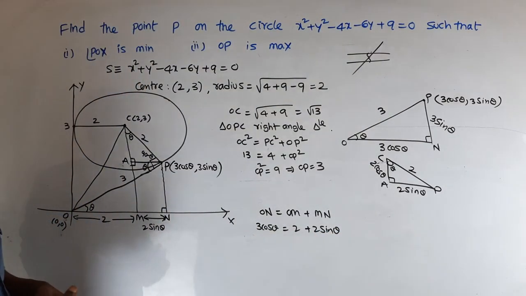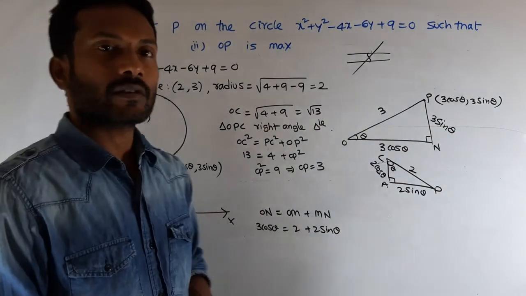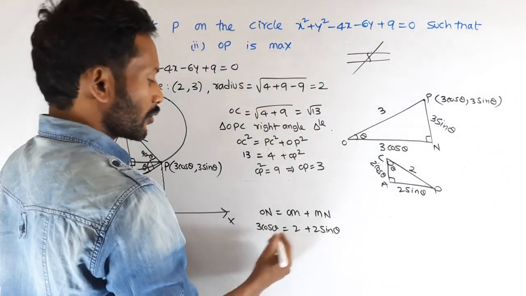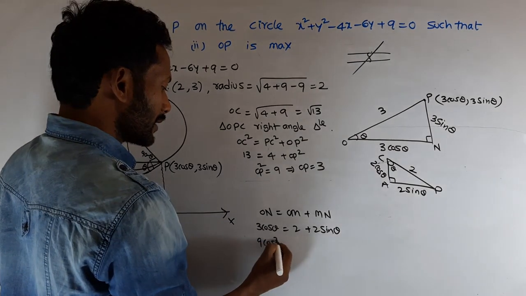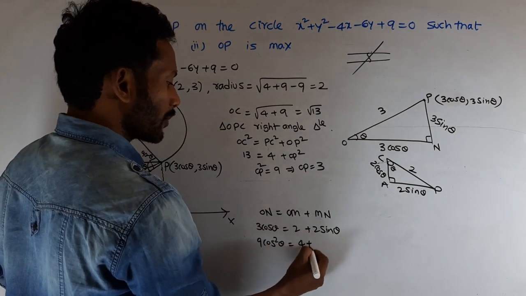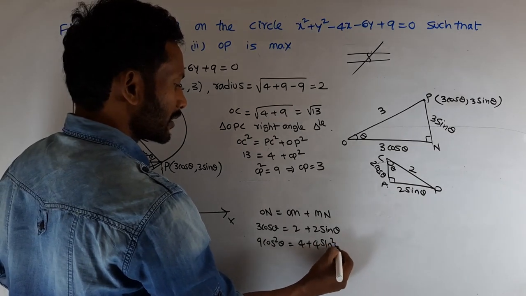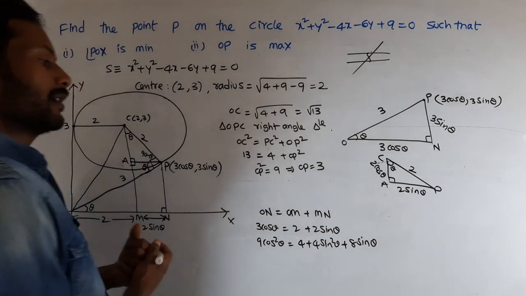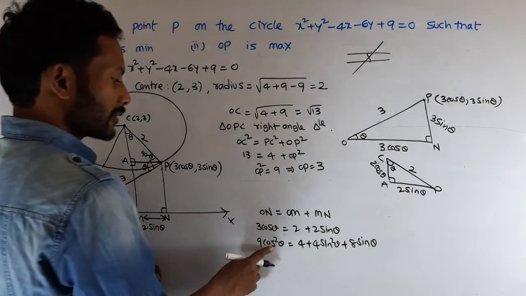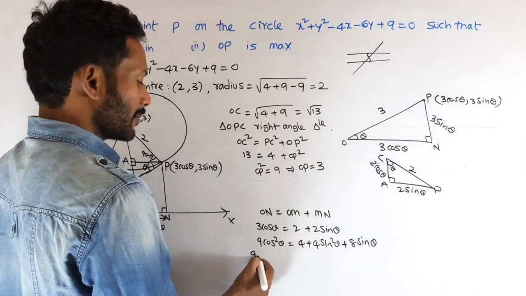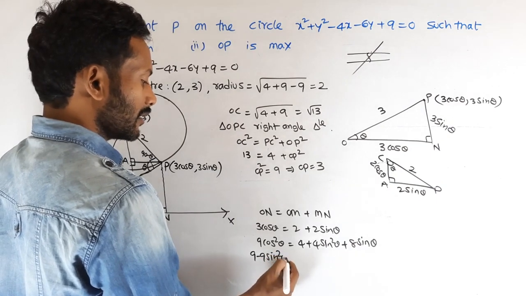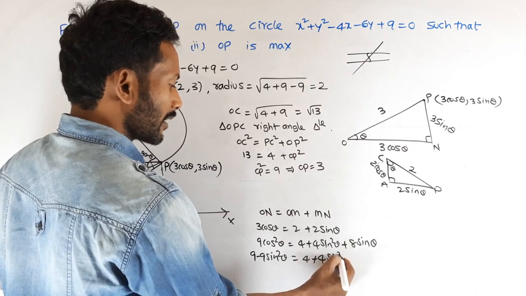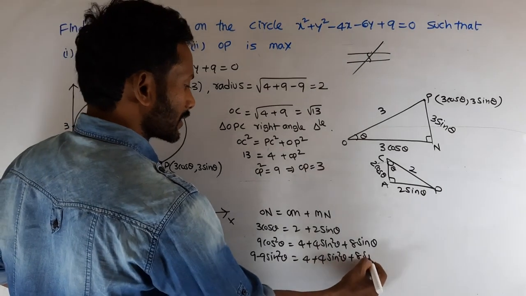So if we convert completely in terms of sin or in terms of cos, we can easily calculate. So the better way is to square both sides. 9 cos square theta equals 4 plus 4 sin square theta plus 8 sin theta, using 2ab. So cos square theta is 1 minus sin square theta: 9 minus 9 sin square theta equals 4 plus 4 sin square theta plus 8 sin theta.